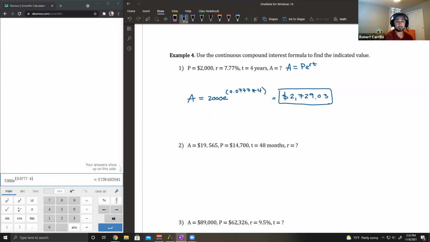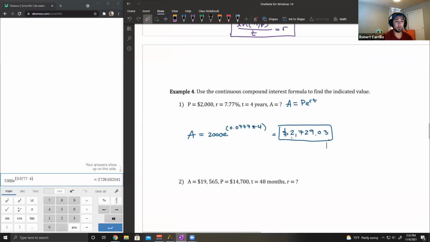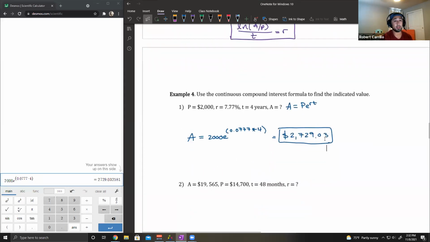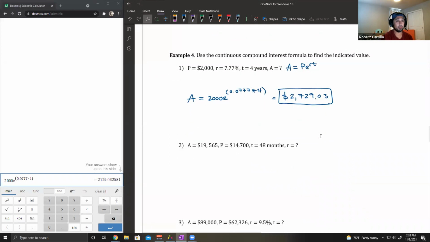All right. Next, 2. A is 19,565. P is 14,700 and T is 48. What is the value of R? So here we look for R, which is given by the natural log of A over P over T. So R is natural log A over P over T.